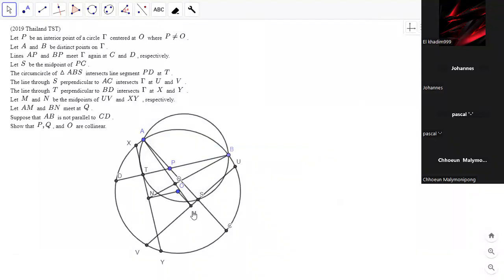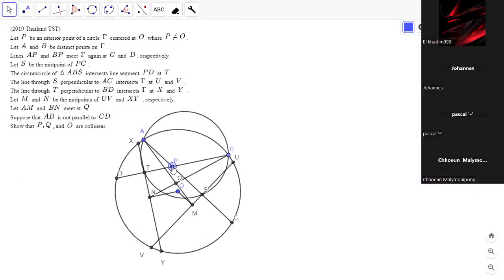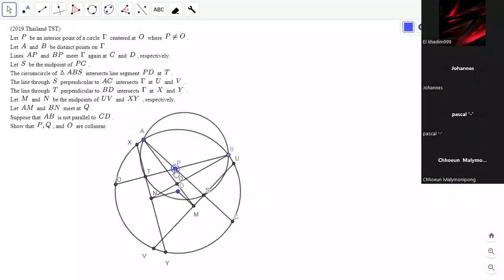So yeah, it's weird how, so S is the midpoint of PC. Does that mean T is the midpoint of PD? Yeah, just by power of a point on P. Okay. Oh yeah, because this is cyclic. That makes sense. Okay, interesting. All right, so we want to show P, Q, and O are collinear. I like this problem.